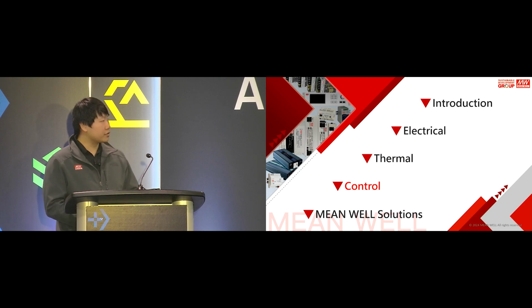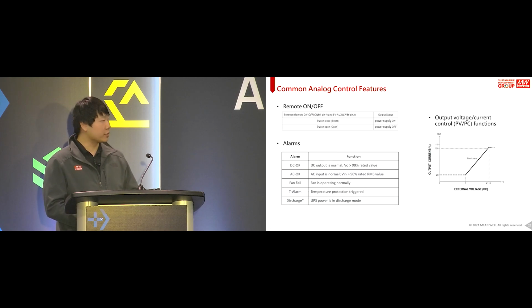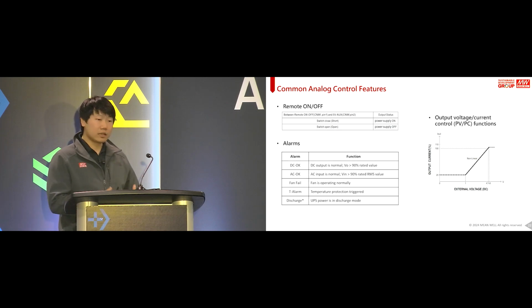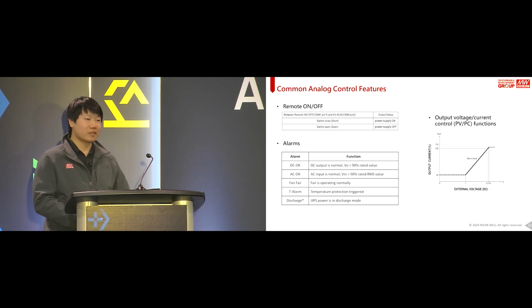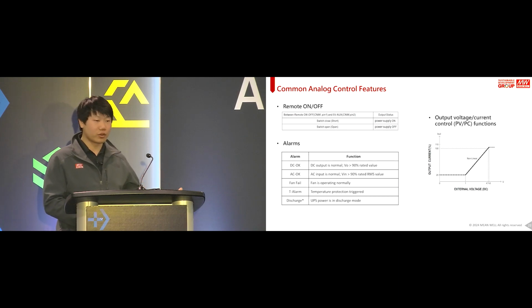So next, moving into the controls, right? We talked about the electrical and the thermal. We want to be able to control these power supplies. And I want to preface by saying that there are analog controls and digital controls available for power supplies as well. So the power supply is not just a black box that provides the electrons to your systems, but they're also becoming smarter and smarter, and you're able to get a lot more useful information from the power supplies.